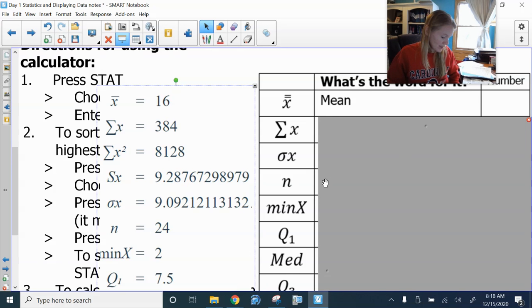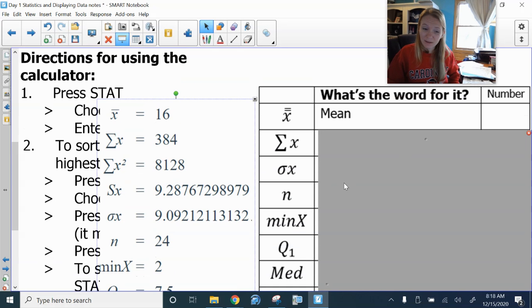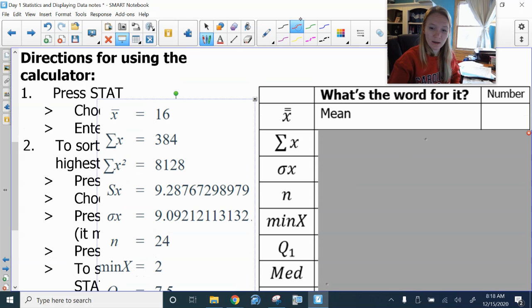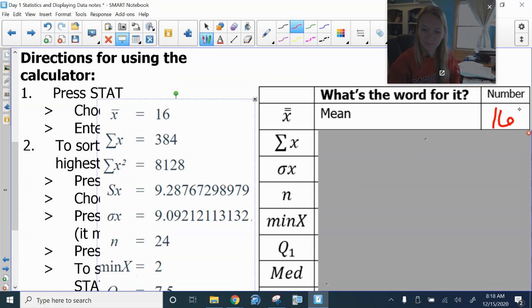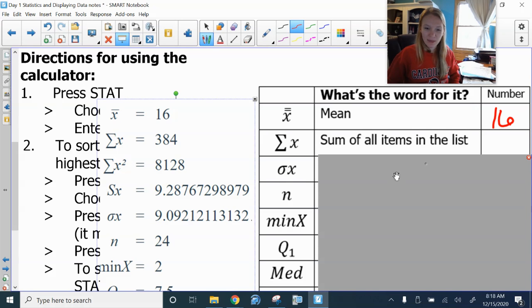So the X bar that you see there, that's the mean. That's adding up all of the numbers and dividing by however many numbers there are. So in our calculator, we see that the mean was 16. So I'm just going to kind of add these things. It looks like a really big E. That's the sum of all of the items in the list. So if I added up all 24 numbers, I would get 384. The X squared, you're not going to worry about.